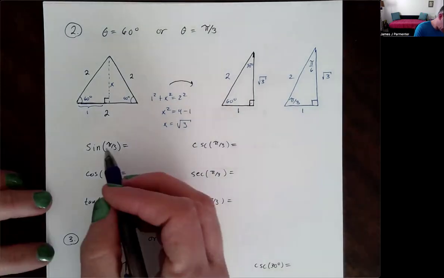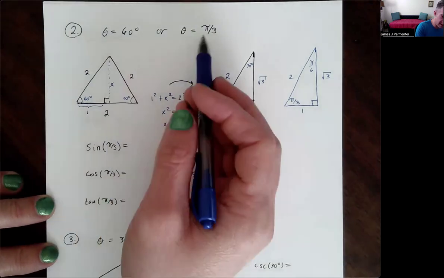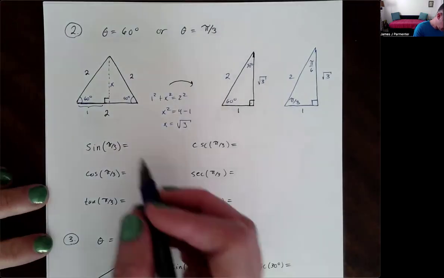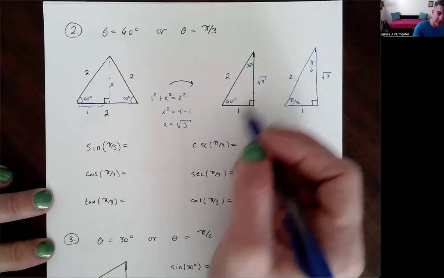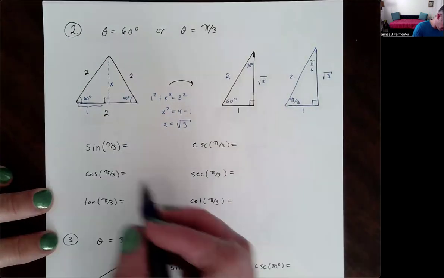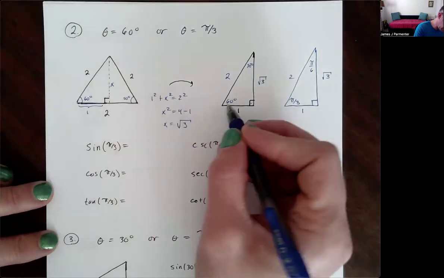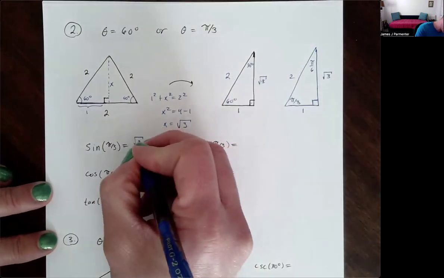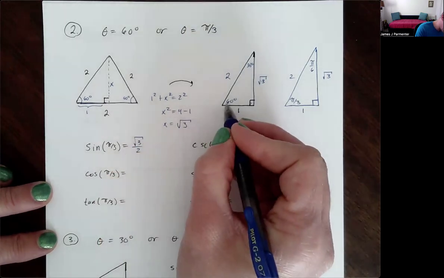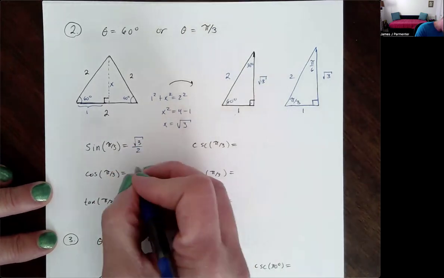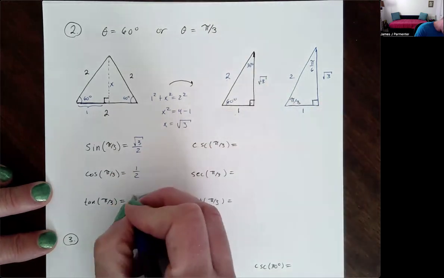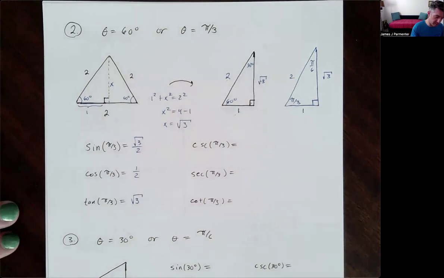So then we're going to do the same sort of thing. We're going to find sine of 60 degrees or sine of pi over 3. Same thing, right? 60 degrees is pi over 3 radians. So we're going to just use this special 30, 60, 90 triangle to find all the trig functions. So sine of pi over 3 is going to be opposite over hypotenuse, so the square root of 3 over 2. Cosine of pi over 3 is going to be 1 over 2. Tangent of pi over 3 is going to be root 3 divided by 1.